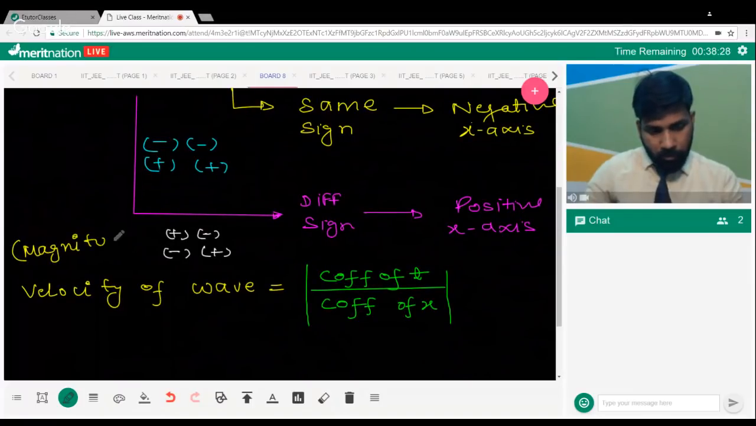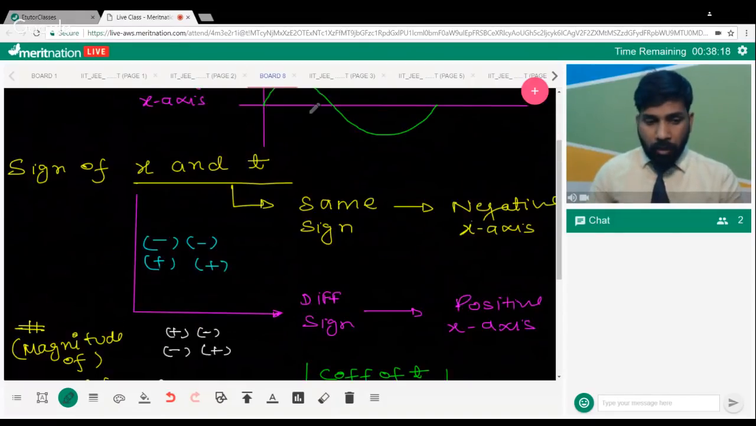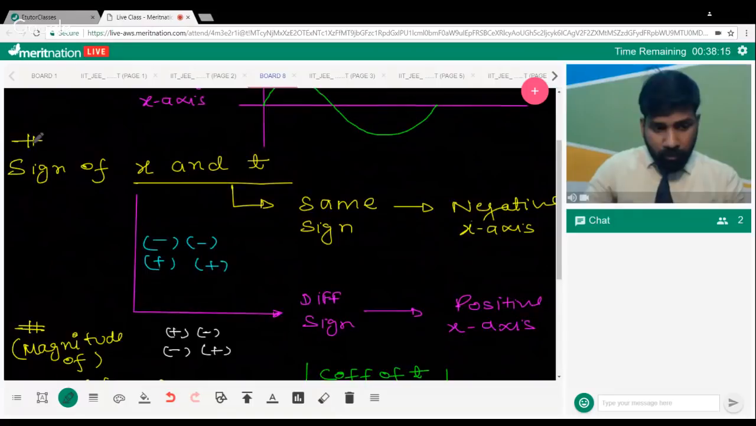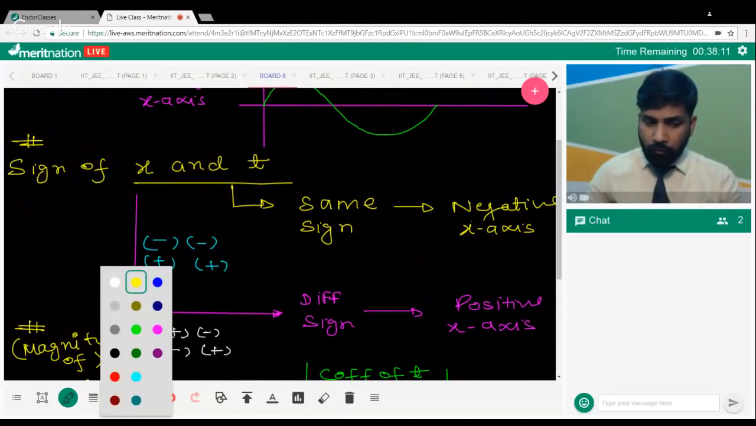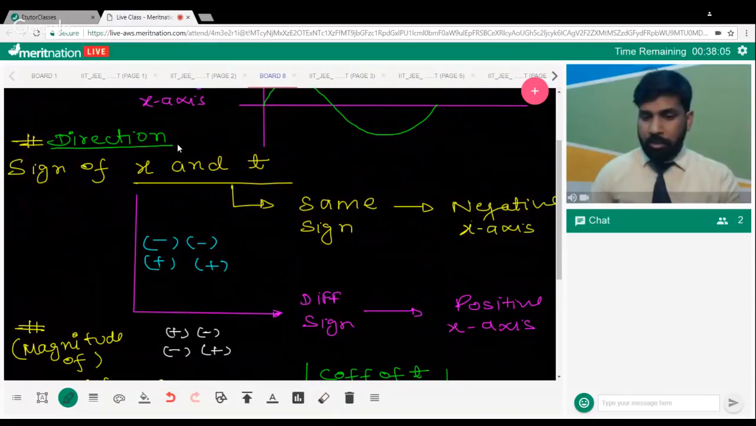Magnitude of velocity of wave. Okay, so this formula we can use to get the magnitude of velocity of wave. And what about this method? We can use this method, or you can say this shortcut, to get the direction of motion of wave. Okay, this is for direction.